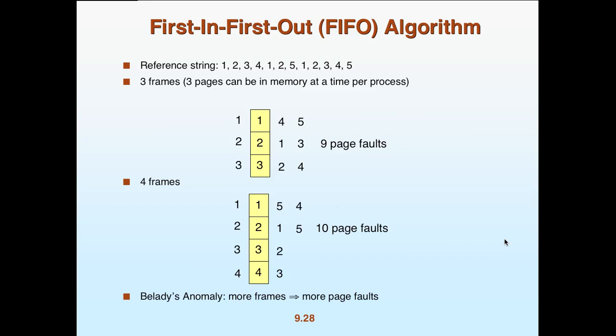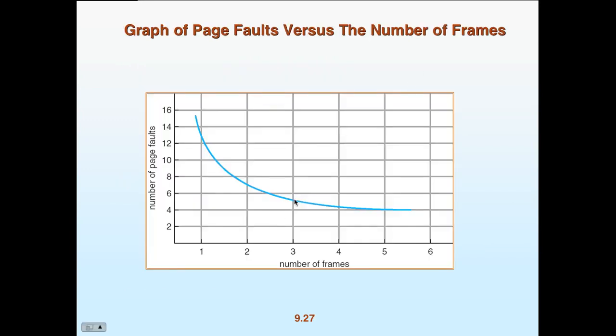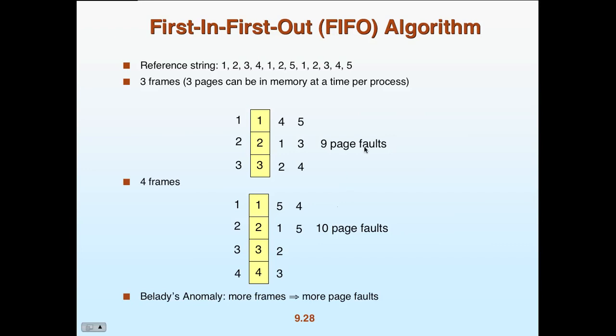The basic first in, first out algorithm. Here's our reference string from the previous slide, and we're going to start comparing these algorithms. We have 3 frames, so 3 pages can be in memory at a time per process. Up here, the 3 is right here, and we're going to come out with an average number of page faults, about 5 or 5.5. We have 9 or 10 pages that we're going to load in, but we only have 3 frames, so these particular items are going to be loaded into them.